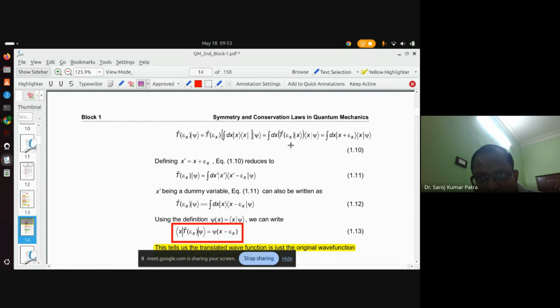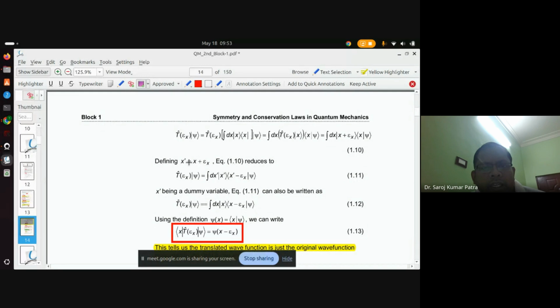T epsilon x inside the integration. So once we take T epsilon x inside the integration, T epsilon x will operate on |x>. So I'm taking this T epsilon x inside the integration, so it becomes the integration over dx T epsilon x operating on |x>. T of epsilon x operating on |x> will give |x plus epsilon x>. So |x plus epsilon x> then operating on psi.